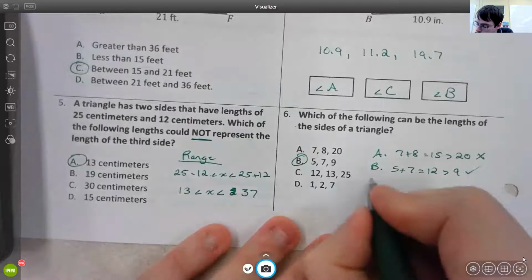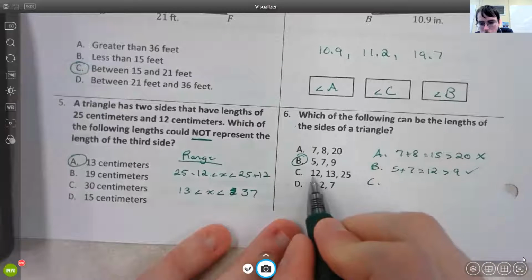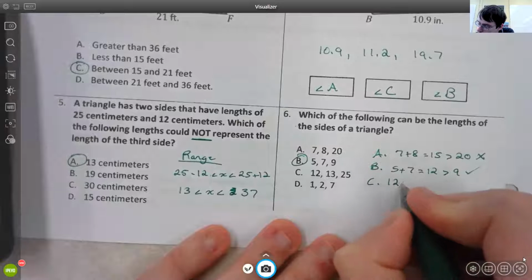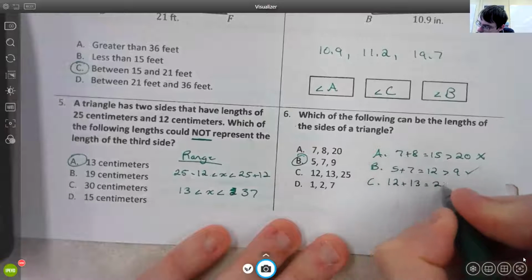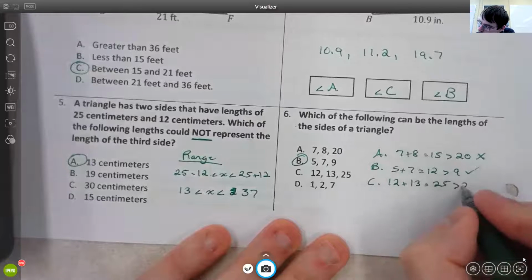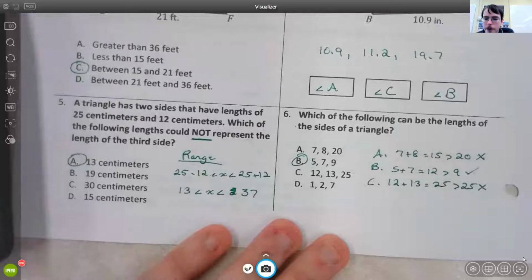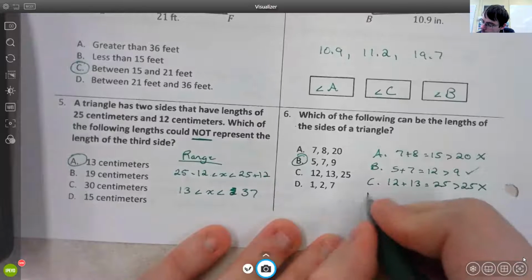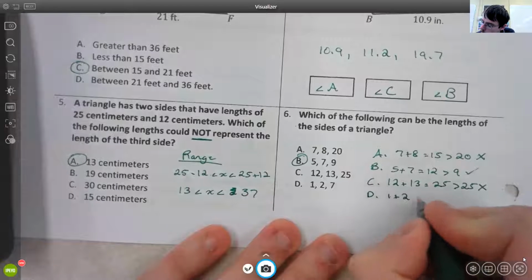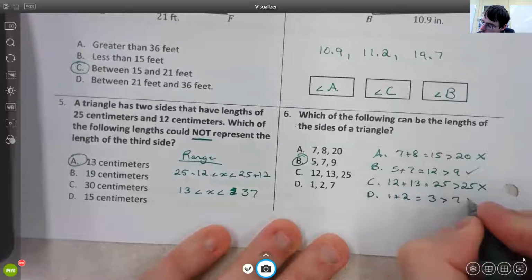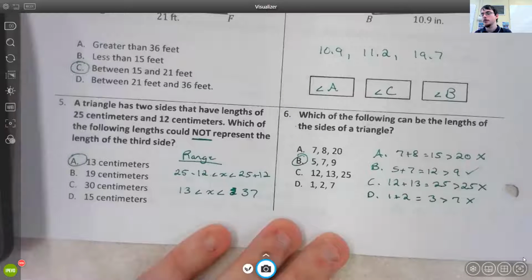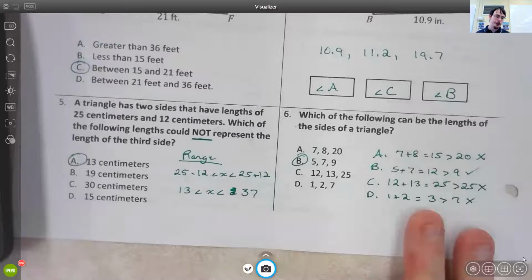I'm just going to show you that it is for sure. 12, 13, and 25, we take 12 plus 13 equal to 25. 25 is not greater than 25 though. And then D, 1 plus 2 is equal to 3, which is not greater than 7. So B is the only one that can form a triangle.